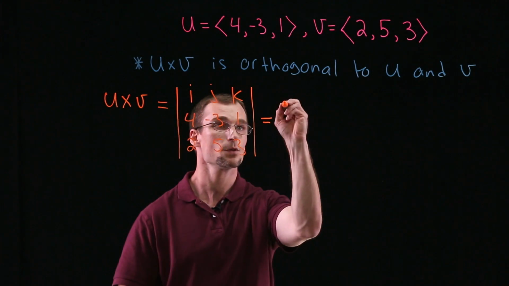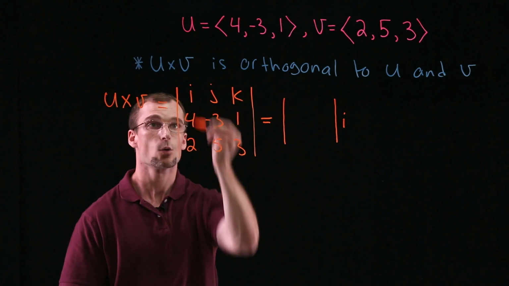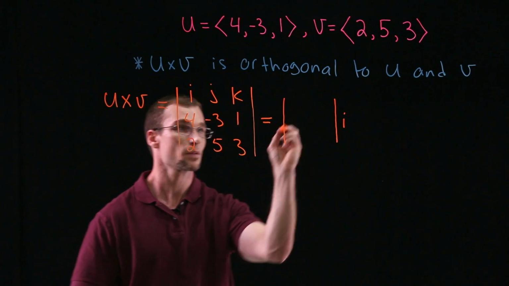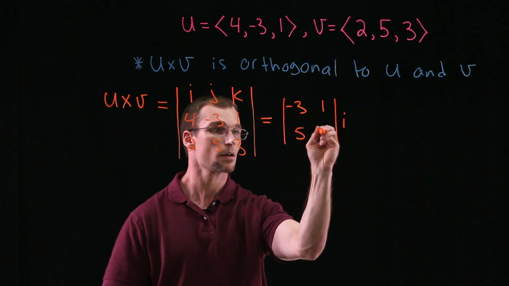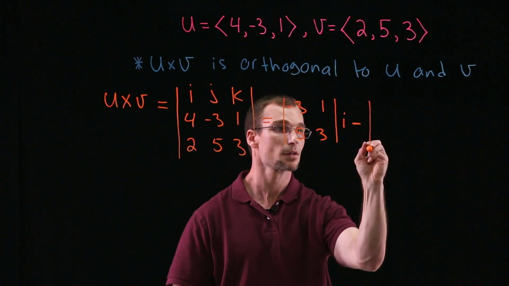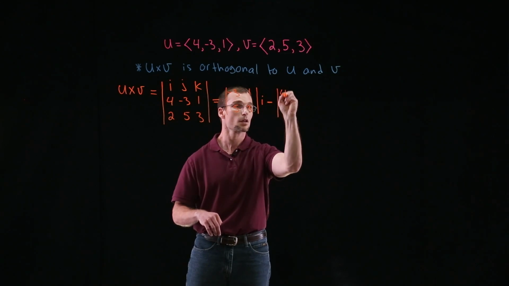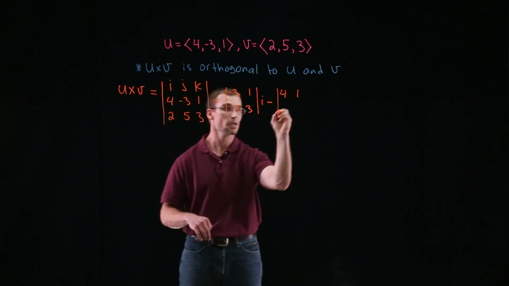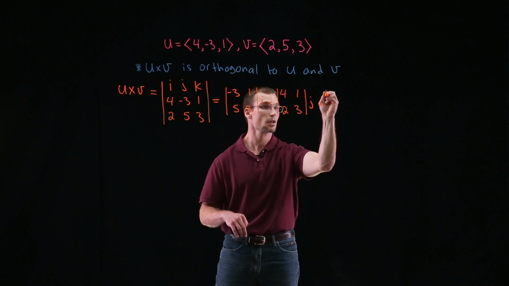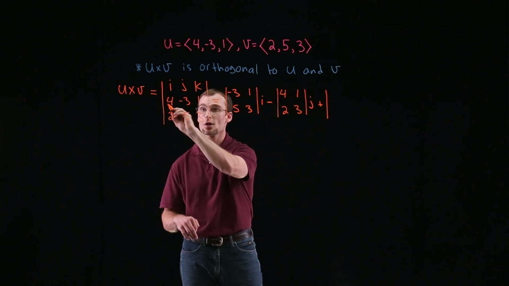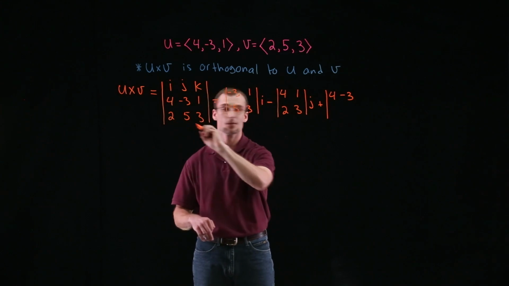And so that's equal to finding the 2 by 2 determinant times i, where we cover up our i column and take the entries -3 and 1, and then 5 and 3, minus our determinant covering up our j column, 4 and 1, and 2 and 3, times j, plus our determinant covering up our k column, 4, -3, and 2 and 5.